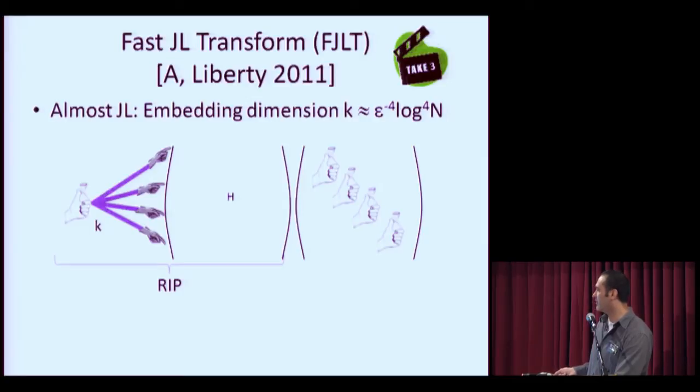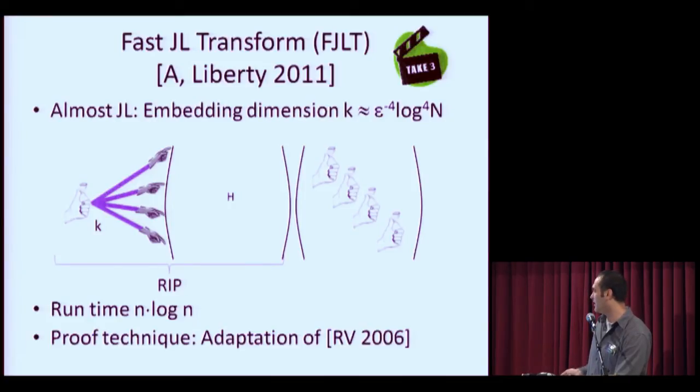So you take this RIP construction, you add a random diagonal. Running time is order of n log n using the fast Fourier transform. And the proof technique is just an adaptation of Rudelson and Vershynin's result. Of course, we inherit the slight sacrifice in the guarantee. It's no longer JL optimal, because instead of 1 log of the size of the database, we have log to the 4th. And this is inherited from their proof technique.